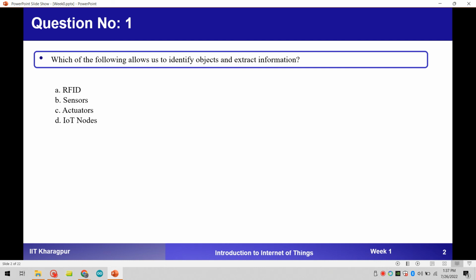Now the next one is your IoT nodes. The various types of devices that are available in the IoT ecosystem are called your IoT nodes. These devices allow the connection of your physical world with the internet. IoT nodes can be sensors, can be devices, can be human beings, which are interacting with each other with the help of internet. These nodes are exchanging data between each other with the help of internet, and these are interconnected with each other with the help of internet.